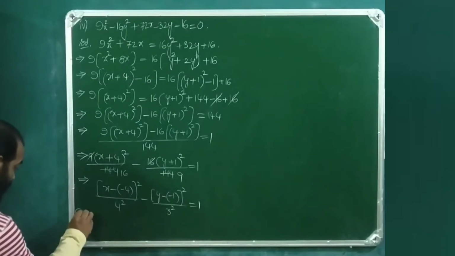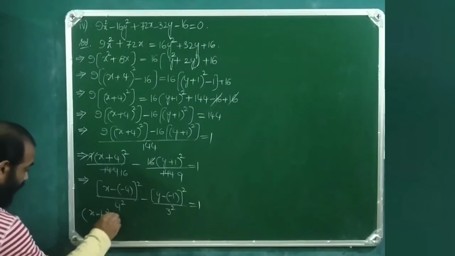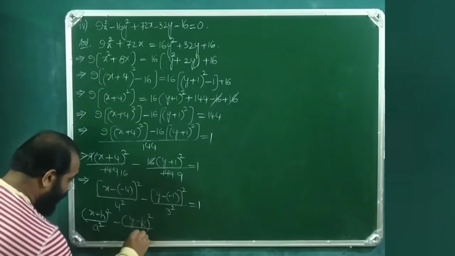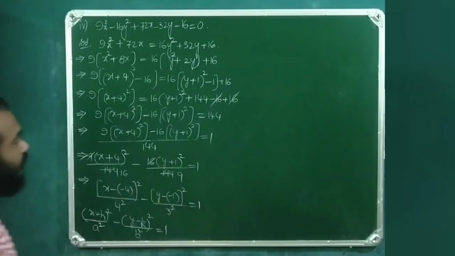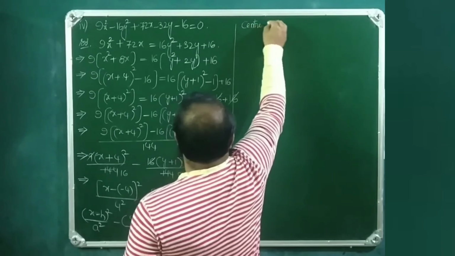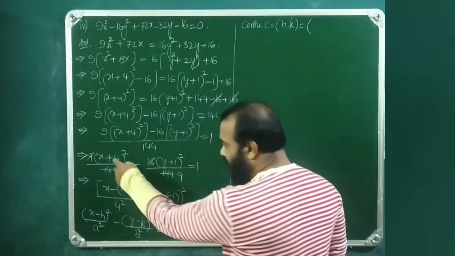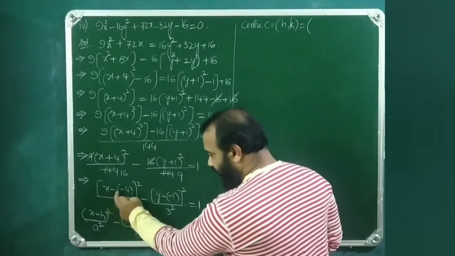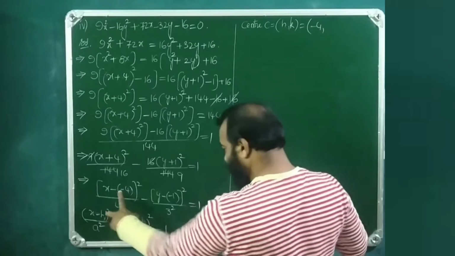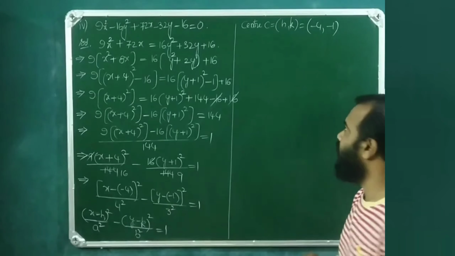So now the center C is, first of all, this is of the form (x minus h) whole square by a square minus (y minus k) whole square by b square is equal to 1. So its center C (h, k) is equal to, the reason I have written plus 4 as minus of minus, so x minus h, in the place of h you may see minus 4, therefore h is minus 4 here, and in the place of k you may see minus 1 here, therefore this is the center.